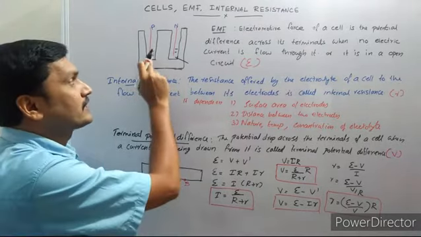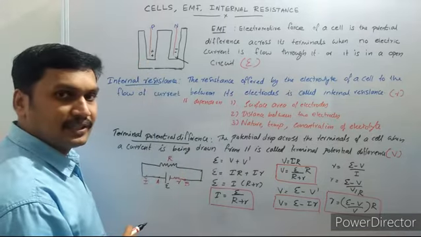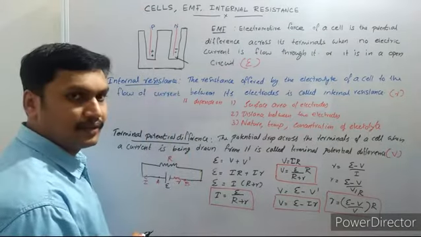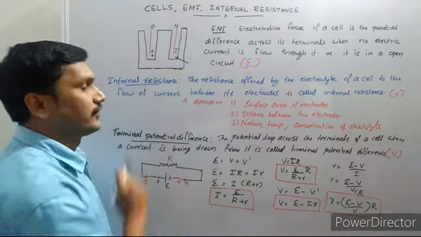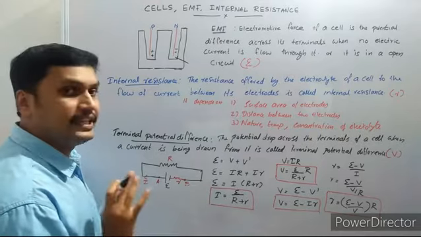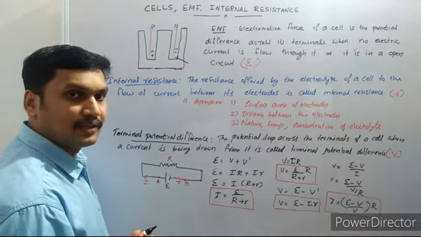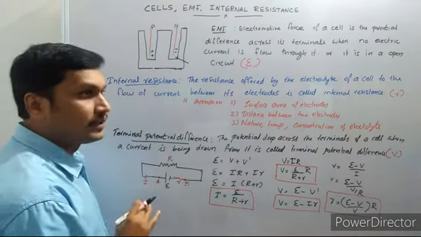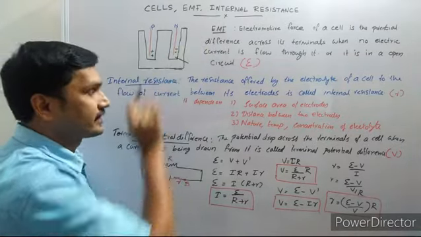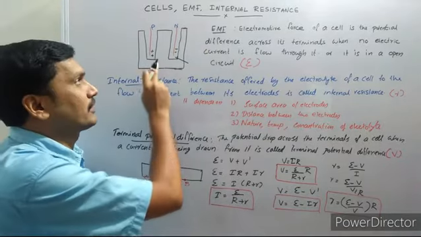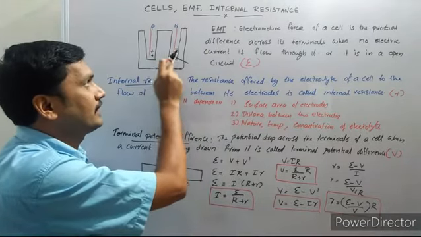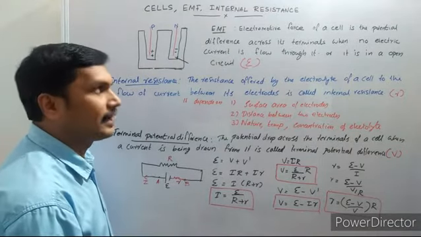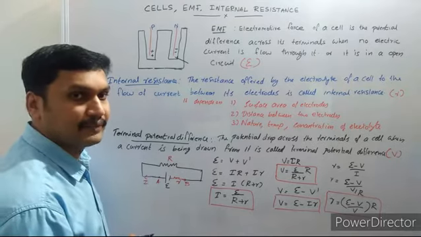Because of this charge accumulation, there is a potential difference between these two terminals. That potential difference is known as the EMF of the cell. Now the cell is not working, no current is drawn from the cell, no external circuit is connected to the cell, but still there is a potential difference between this positive and negative electrode. That potential difference is known as the EMF of the cell.